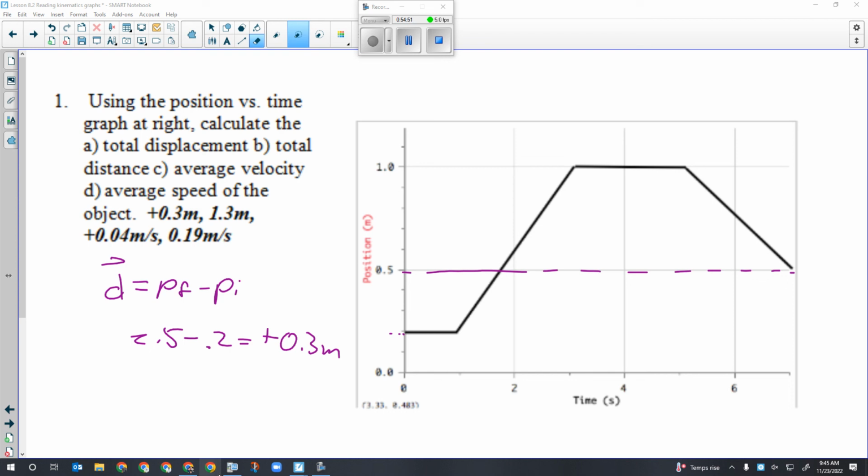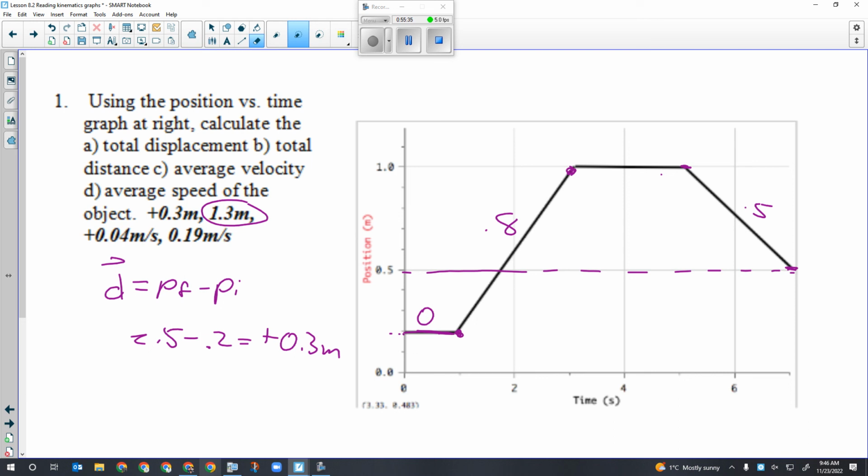So if I want to get the total distance traveled, how far do I go in this section of the graph? Does my position change? Then I don't go anywhere, do I? Okay, so that part's 0. Then I go from 0.2 to 1. That's 0.8 meters. How far do I go here? 0. Okay, and then I go from 1 back to 0.5. That's 0.5 meters. 0.8 plus 0.5, 1.3 meters. I'm just going section by section because distance is scalar and doesn't care whether I go forwards or backwards.